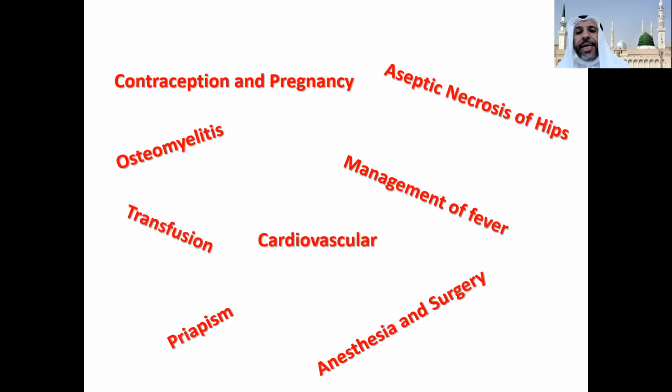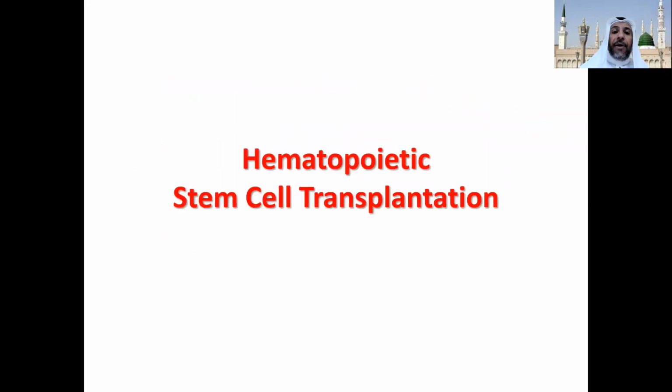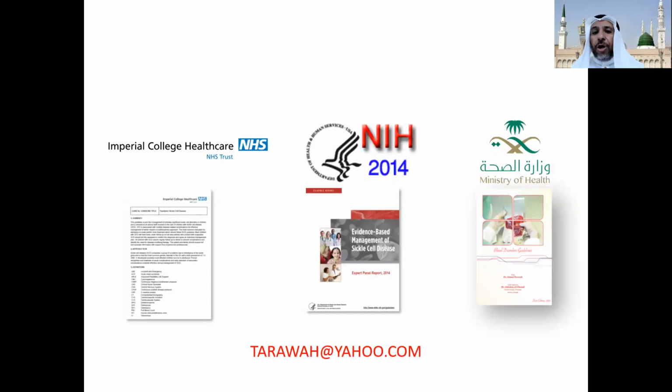Don't forget the new medications in sickle cell anemia: L-glutamine, voxelotor, crizanlizumab. I don't have enough time to talk about all of these. Be aware that those patients with sickle cell anemia suffer from all of these problems, and we need to take care of them. The only curative way is stem cell transplantation. And again, I don't have enough time to talk about it. There are a lot of guidelines to treat sickle cell anemia.